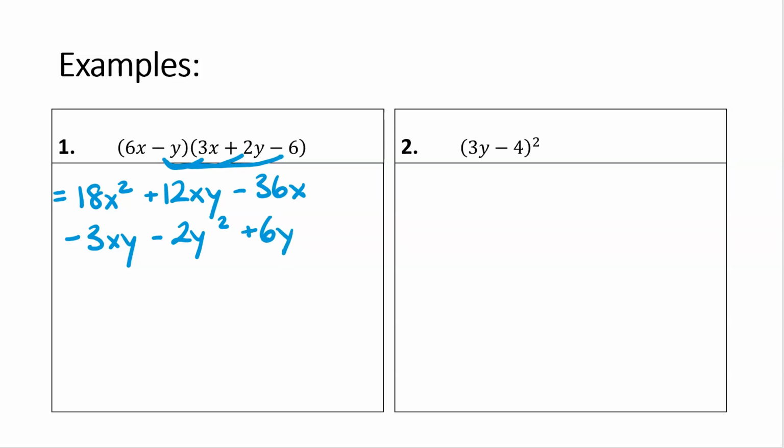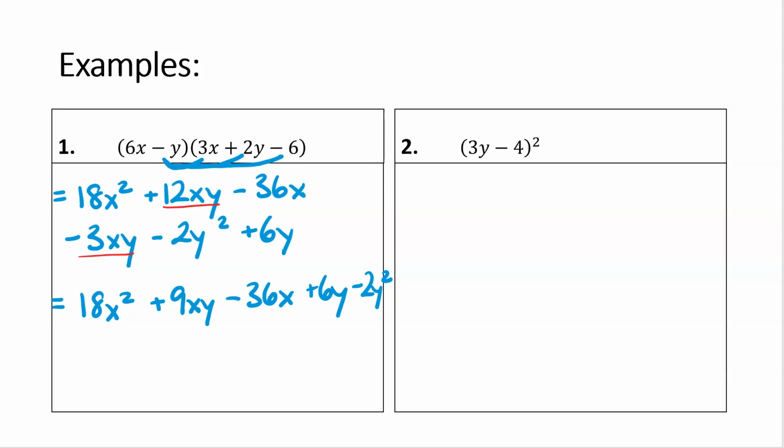At this point, we can look at like terms. We have xy and xy there, so those are your like terms. We'll simplify now. 18x squared. Then you have 12xy minus 3xy. That's a positive 9xy. Minus 36x plus 6y minus 2y squared.